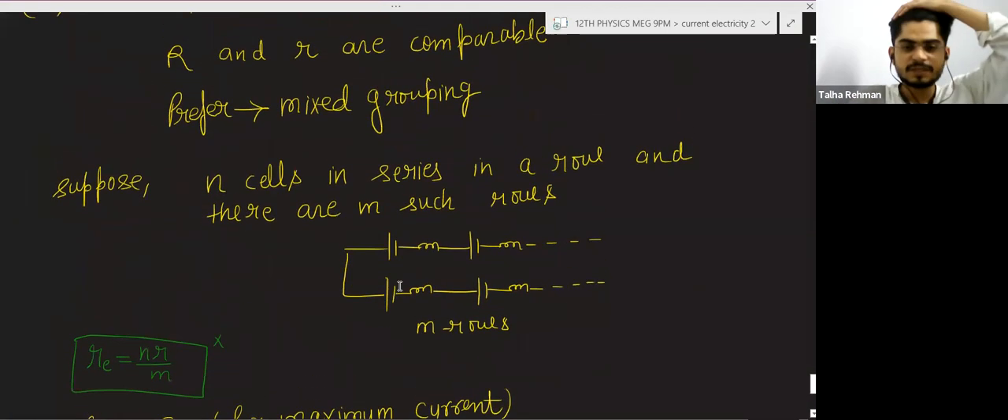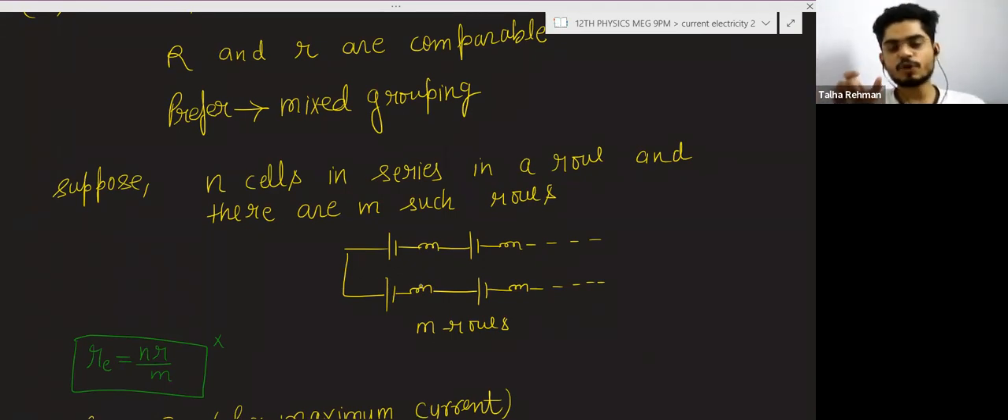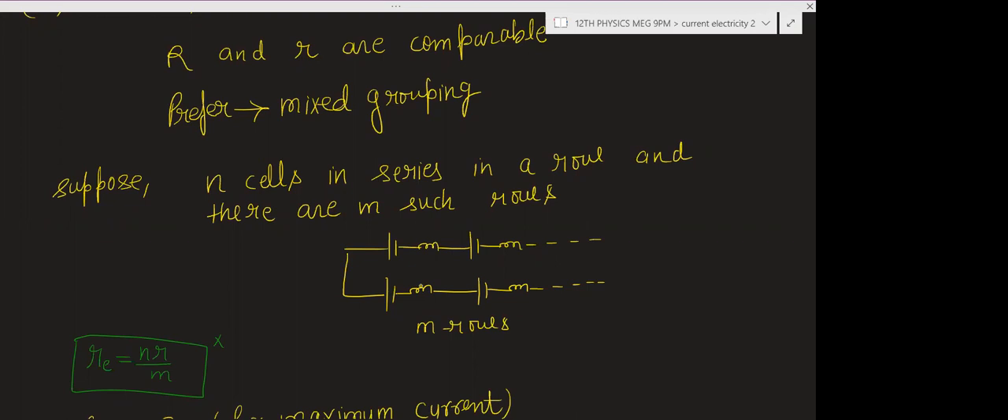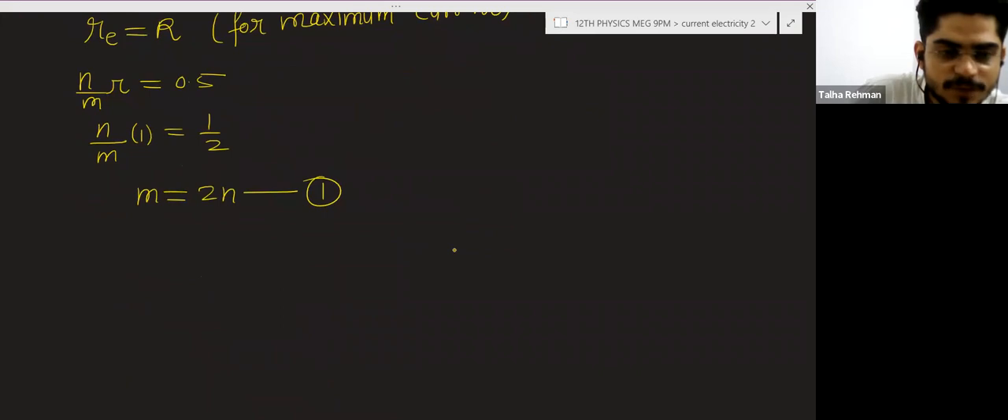So Hamza, tell me one thing. If you are connecting n cells in a row and there are m such rows, can you tell me what is the total number of cells you have in terms of m and n? m into n. Very good. So total number of cells we have is 8 and this is equal to m into n.